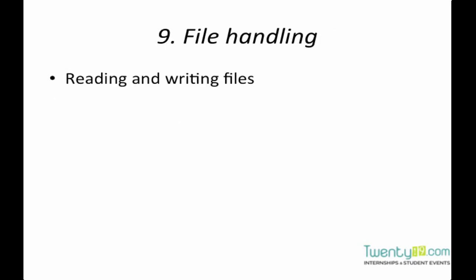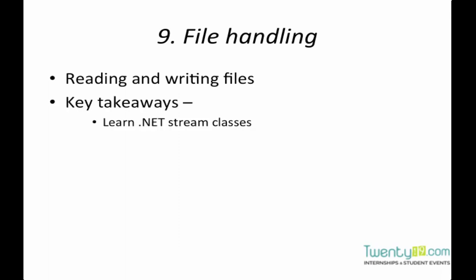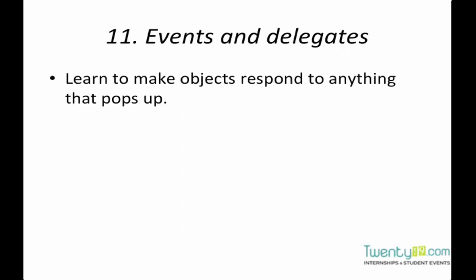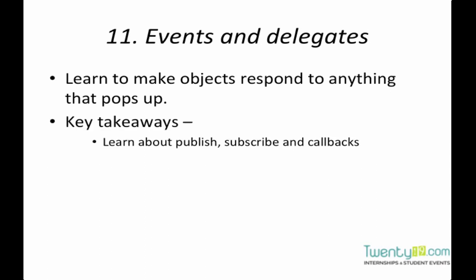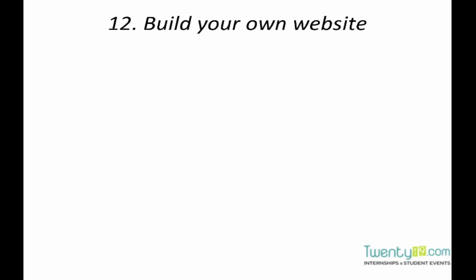And File Handling. This chapter is all about reading and writing files from C Sharp and .NET. You're going to learn a couple of .NET library stream classes to stream data from files. Exception Handling. You're going to learn how to firefight crashes in your programs. Events and Delegates. You're going to learn to make objects respond to anything that pops up in your application. The key takeaways are to learn about publishing, subscribing, and calling back for any events or delegates in your application.